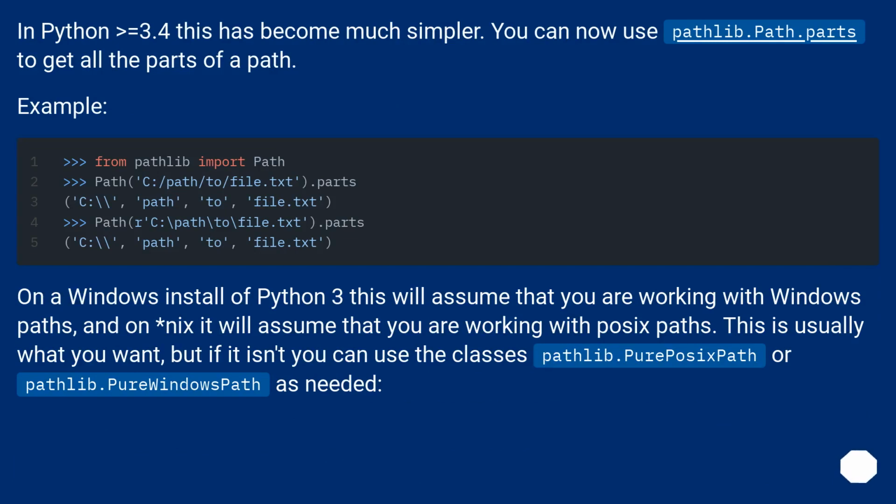In Python >= 3.4 this has become much simpler. You can now use pathlib.Path.parts to get all the parts of a path. Example. On a Windows install of Python 3 this will assume that you are working with Windows paths, and on *nix it will assume that you are working with POSIX paths. This is usually what you want, but if it isn't you can use the classes pathlib.PurePosixPath or pathlib.PureWindowsPath as needed.